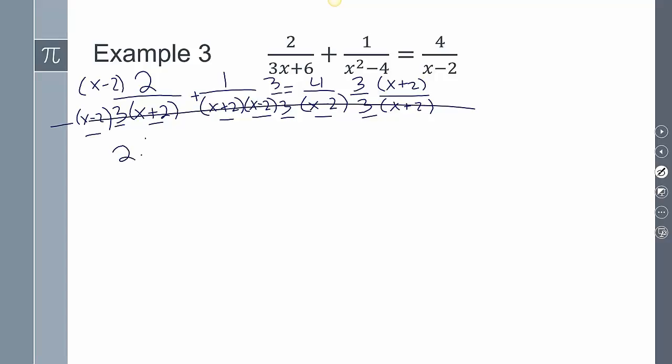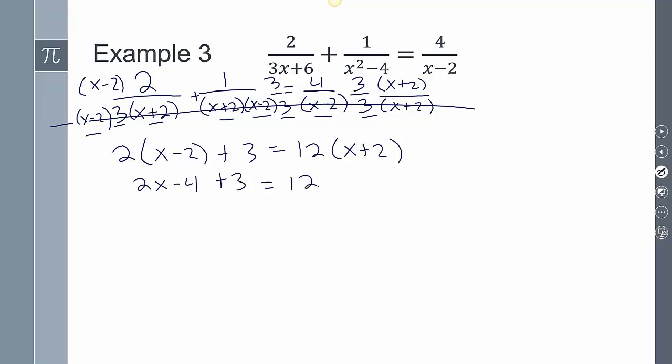I'm going to get 2 times x minus 2 plus 3, because 1 times 3 is that, equals 12 times x plus 2, because 4 times 3 is 12. Now distributing everything, you get 12x minus 4 plus 3 equals 12x plus 24. So I'm going to get 2x minus 1 equals 12x plus 24.